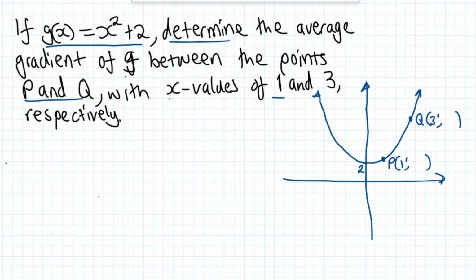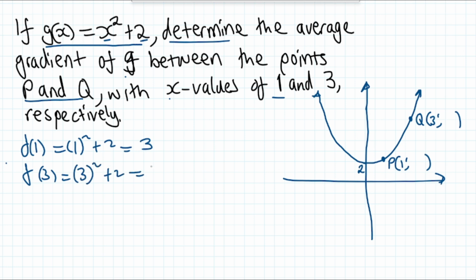Let's find the y coordinates. If x is 1, we're going to put 1 into this equation. It's going to be 1 squared plus 2, that should be 3, isn't it? And when x is 3, it's going to be 3 squared plus 2, which should be 11. So here we have 3, and there we have 11. And then we're finding the gradient of this line. This will give us the average gradient between P and Q.